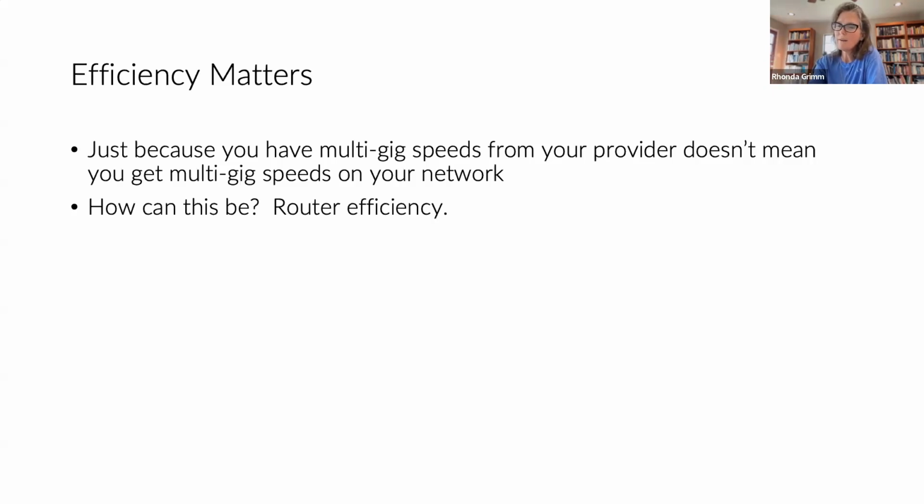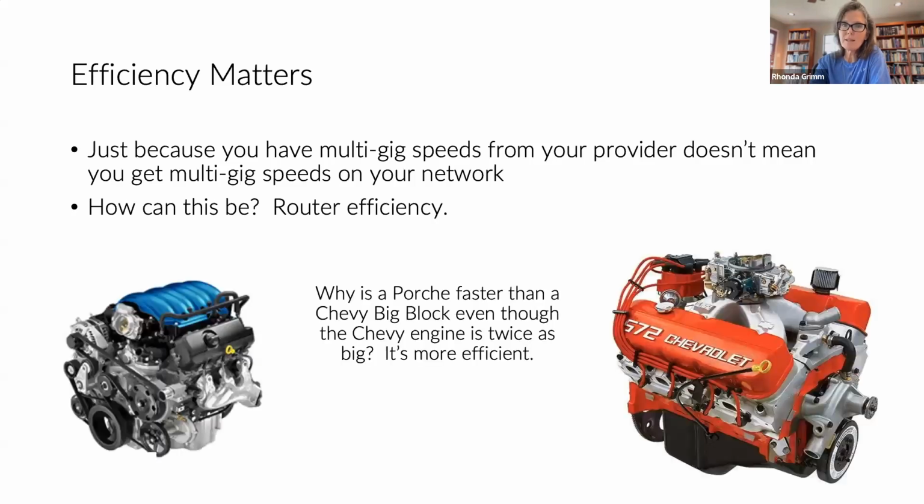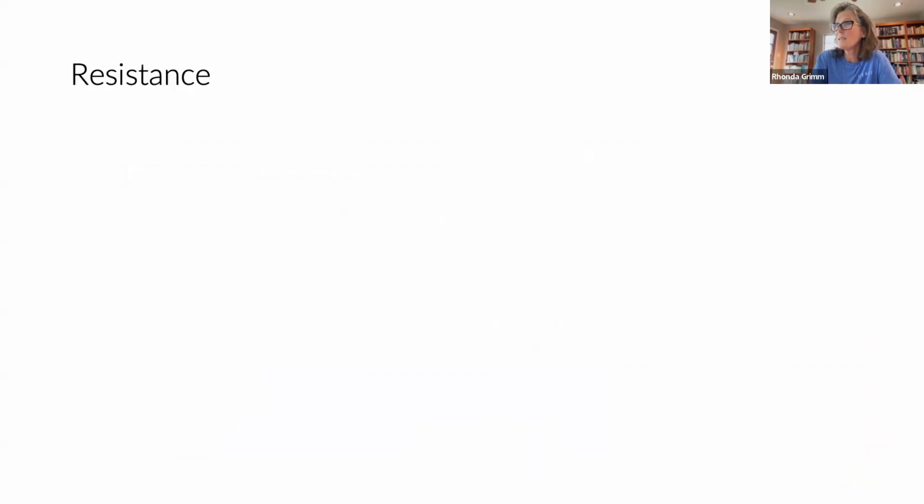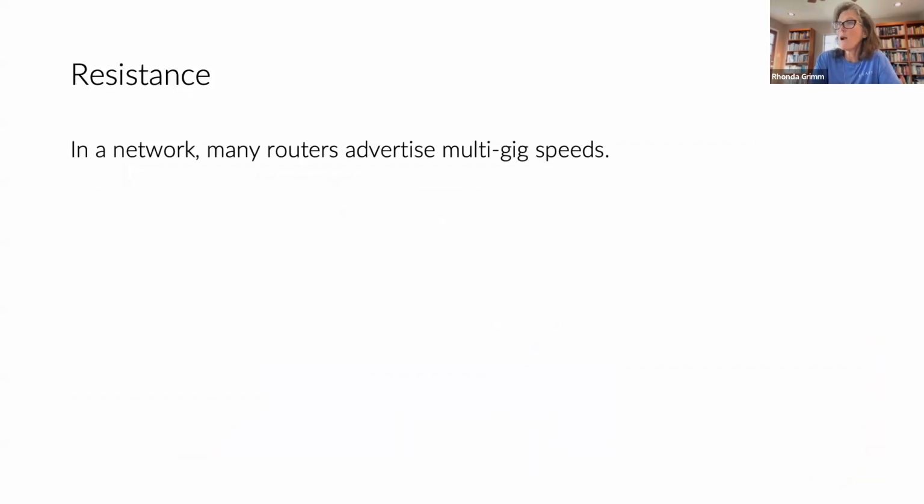on your network. And again, let's focus on the router. How can it be? Well, some routers are a lot more efficient than others. Why is a Porsche engine faster than the Chevy big block when the Chevy engine is twice as big? The Porsche engine is just much more efficient. You take an engine rated at 500 horsepower, but by the time it gets through all the resistance in the axle and transmission to the wheels, you're not necessarily getting those speeds. Same thing with a router.